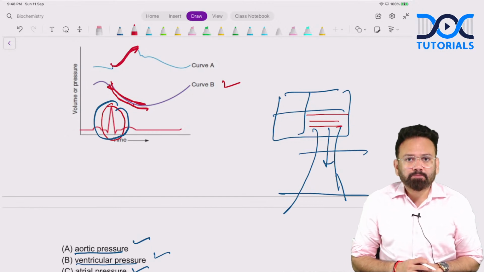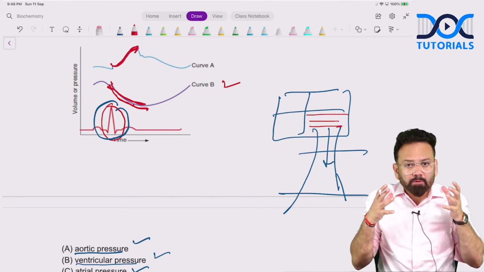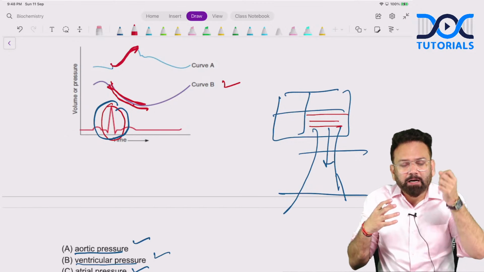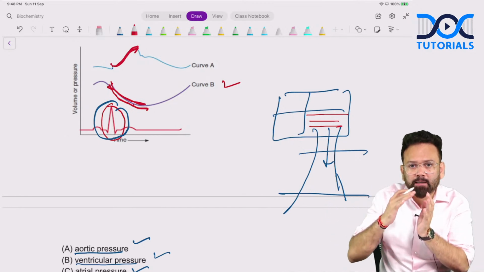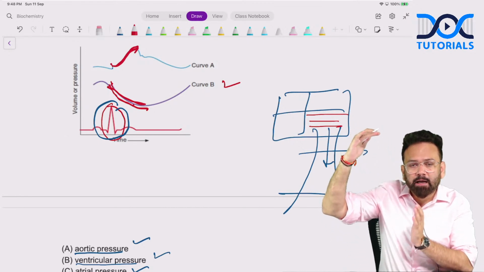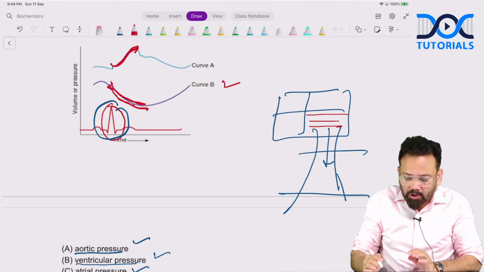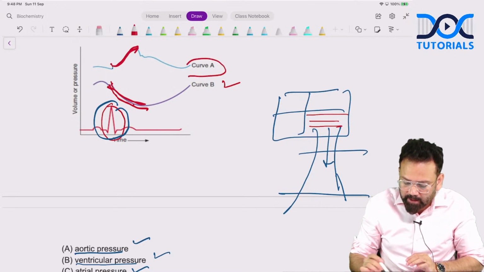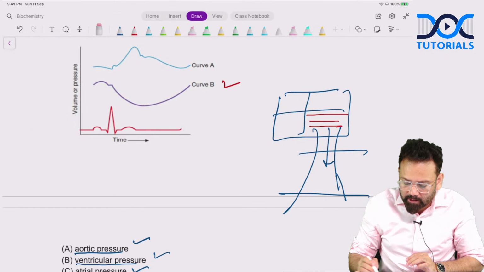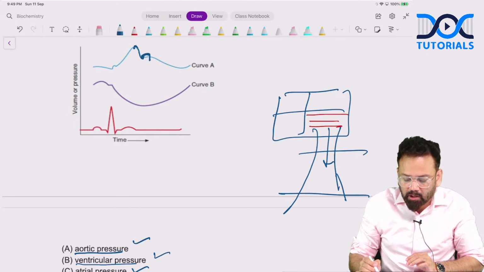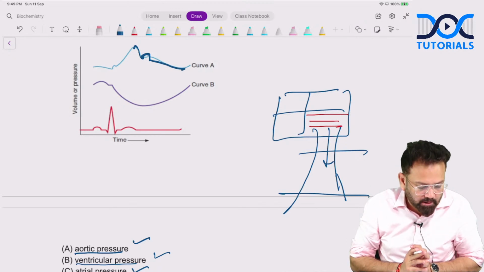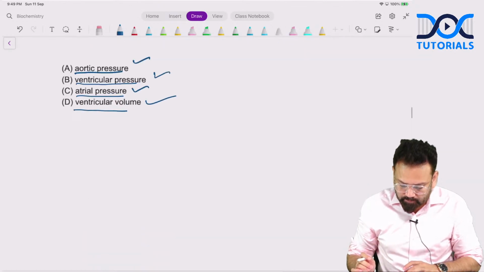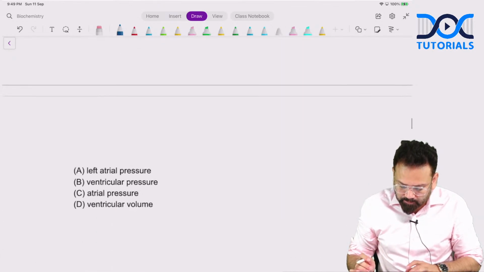Is this point clear? As QRS happens, ventricular depolarization happens, the ventricle will contract, the pressure of the aorta will increase and the volume of the ventricle will decrease. So A is your aortic pressure and B is the ventricular volume, and this is your aortic notch caused by closure of the aortic valve. When the aortic valve closes, there is a notch called the aortic dicrotic notch. Okay, these two questions.